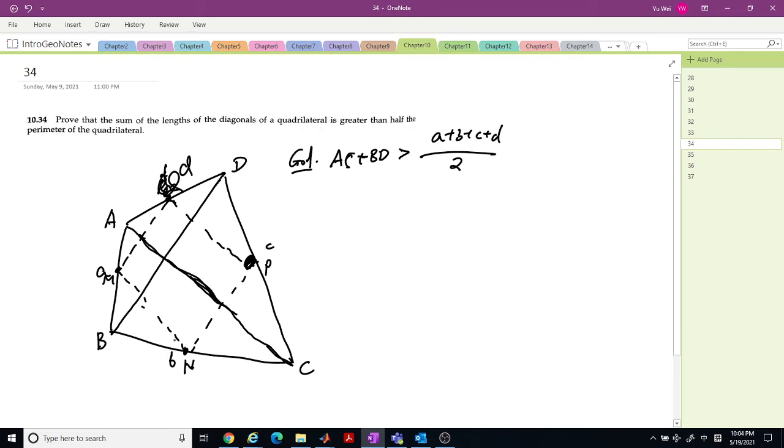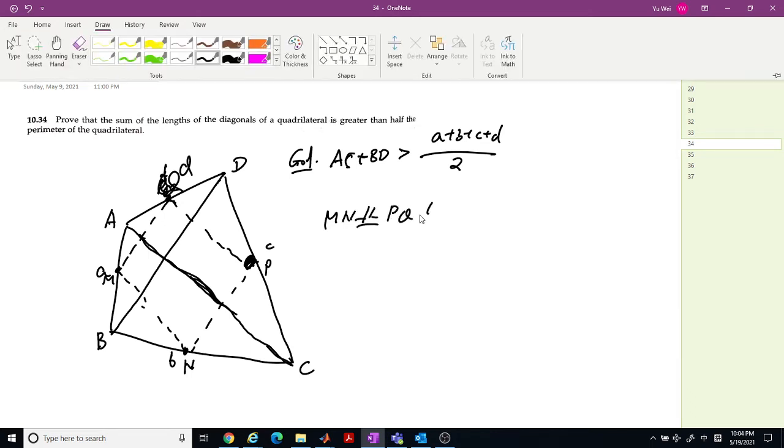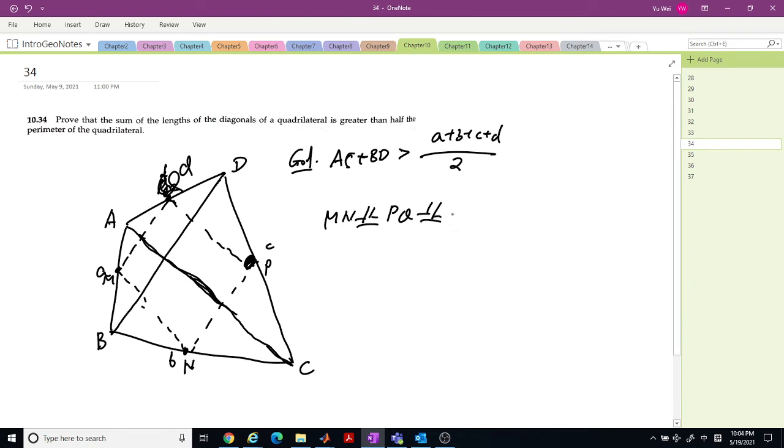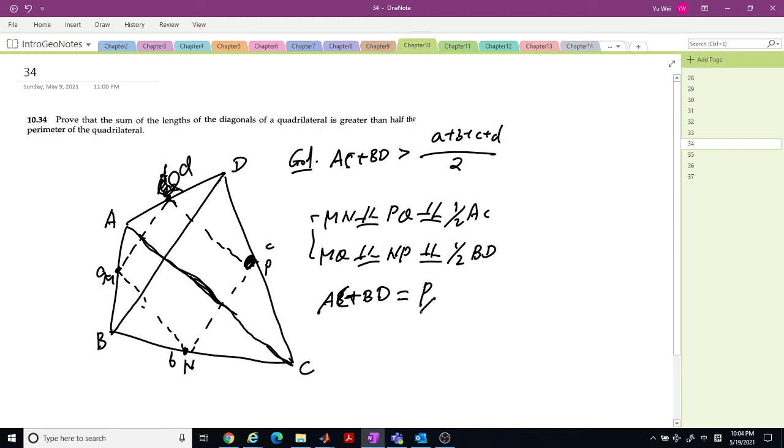So you can see MN is parallel to AC, right? And PQ will also be parallel to AC. So we have MN parallel and equal to PQ, and parallel and equal to half of AC. Now you have MQ parallel and equal to NP, and also parallel to half of BD. Okay, so now you see the sum of AC plus BD, the diagonals, is equal to the perimeter of the parallelogram MNPQ.